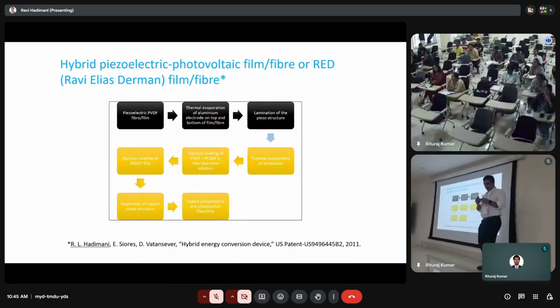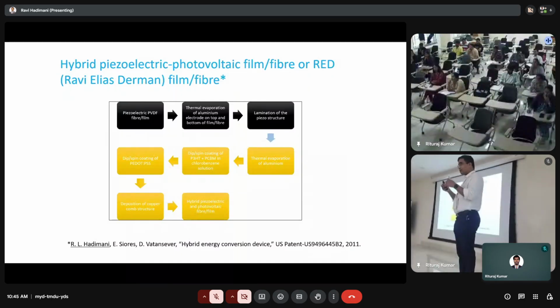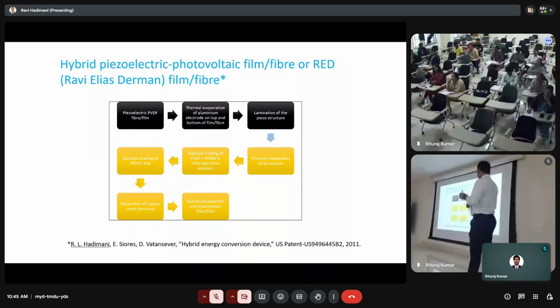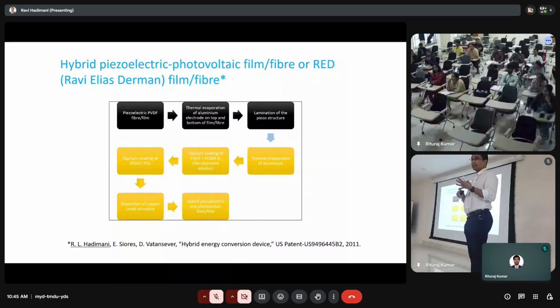And he wanted me to deposit a photovoltaic cell on these fibers or on the film, PVDF film. Can you imagine depositing a photovoltaic device on a fiber or a film? So after a lot of literature search, I had to go through so many different technologies. There was something called dye-sensitized solar cells. There was something called organic solar cells. There was something called polycrystalline silicon solar cells. And the solar cells that you see are single crystal silicon solar cells.